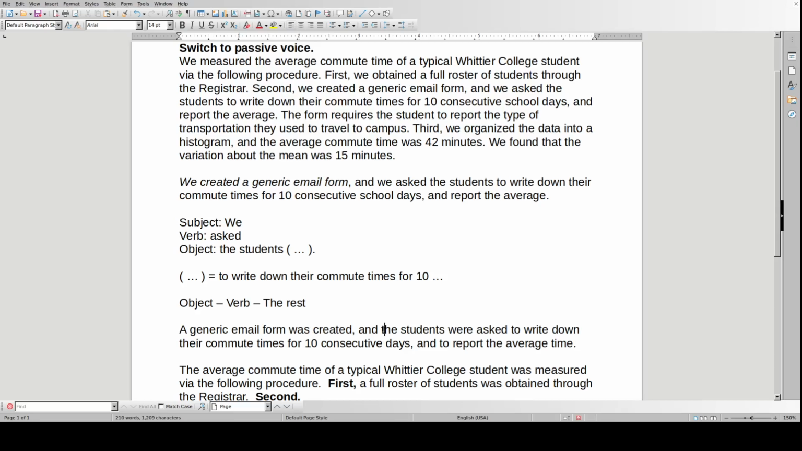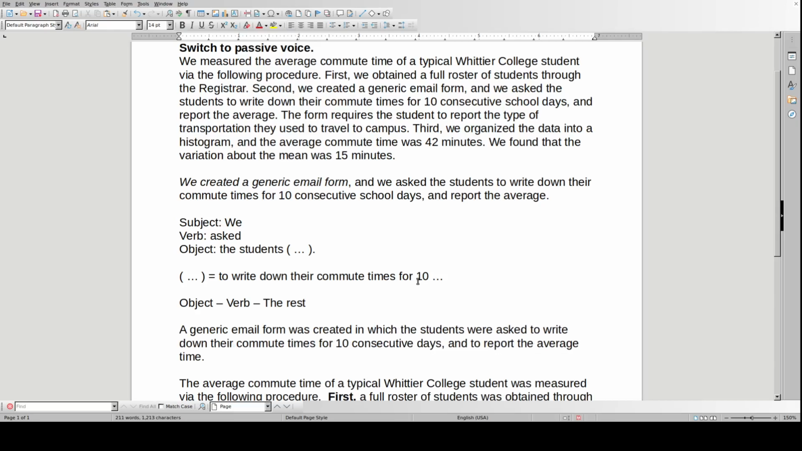And so instead of simply stapling together two unrelated sentences with a comma and, we have other choices. So for example, we can say in which the students were asked to write down. So that flows better. That makes the sentence about the email form the whole time. Because you're saying in which the students, so in what? The email form. So this email form contains questions that ask the students things, including about commute times. So in which is one example.